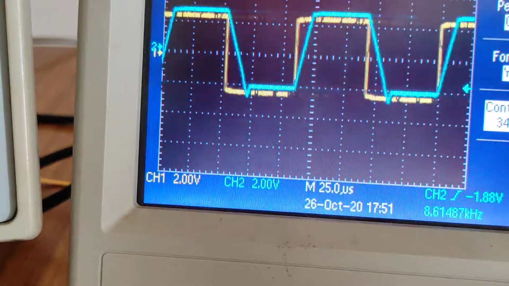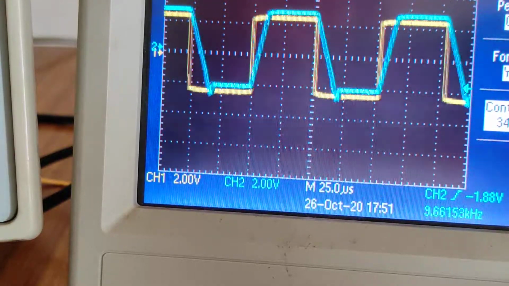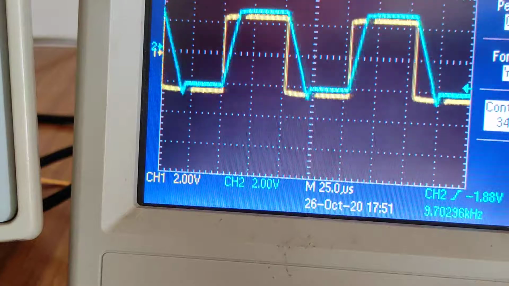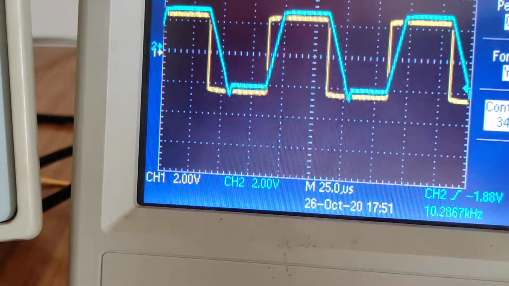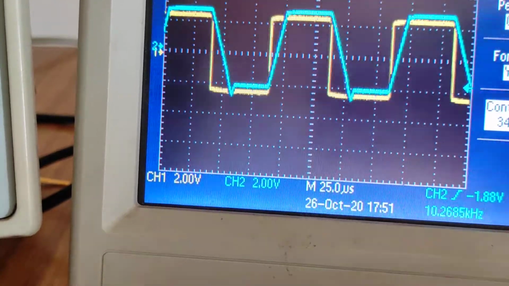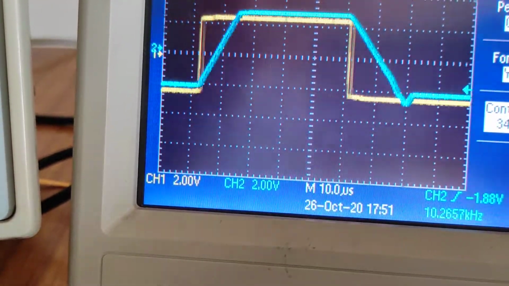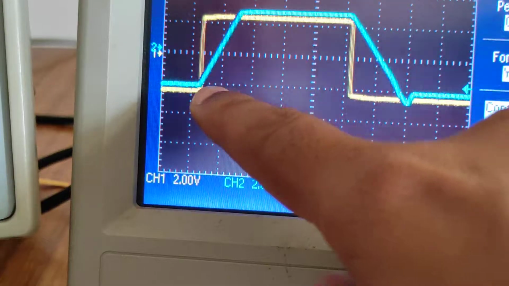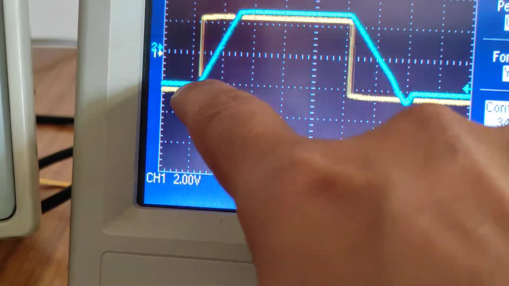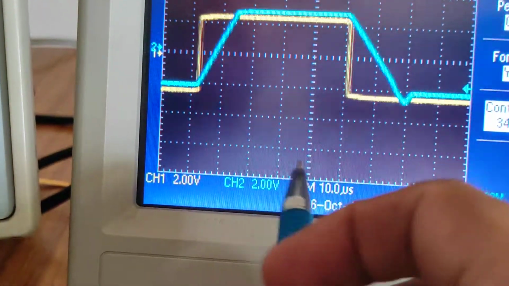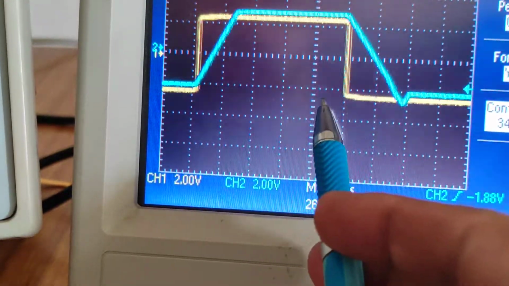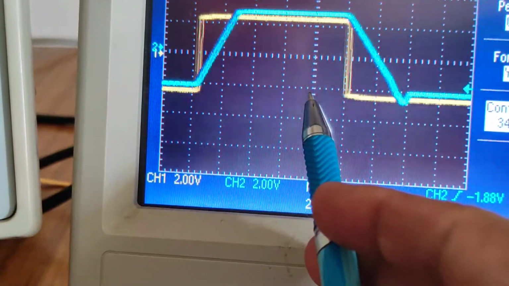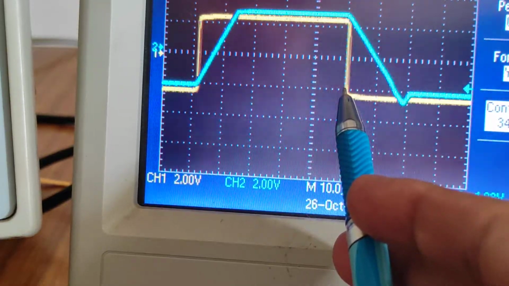Now I am making it around 10 kilohertz, almost 10 kilohertz. Now if you take one curve, you can easily say it is taking so much time. If you look at the time axis, it is 10 microsecond, which means one block from here to here takes 10 microseconds.